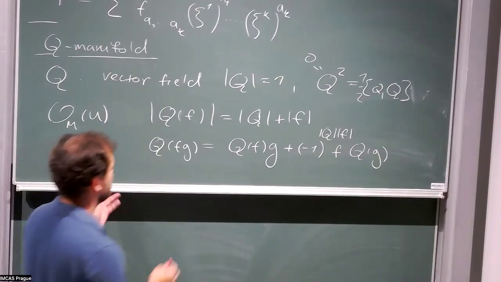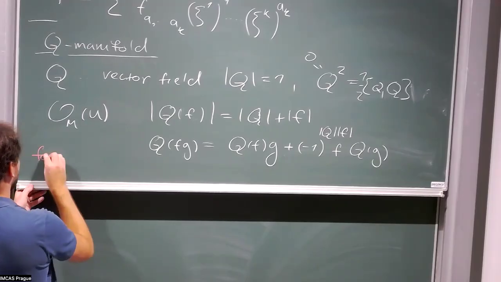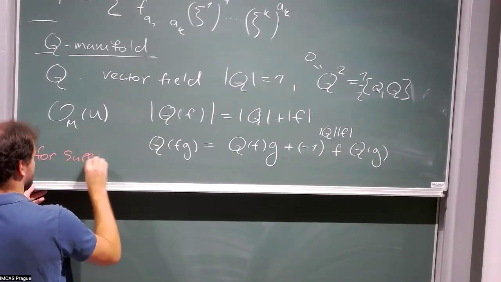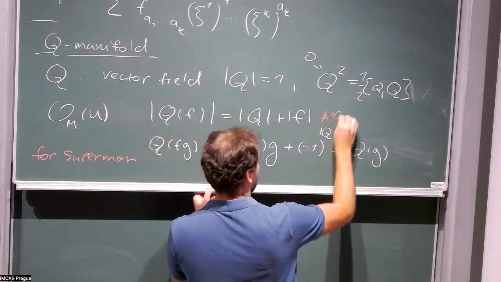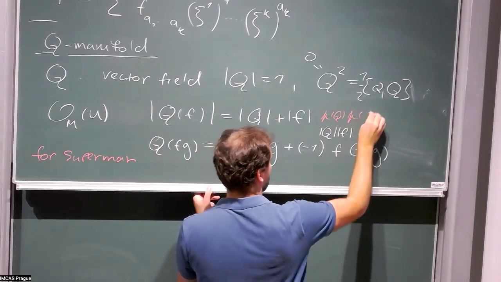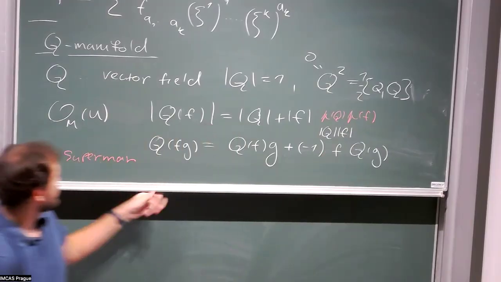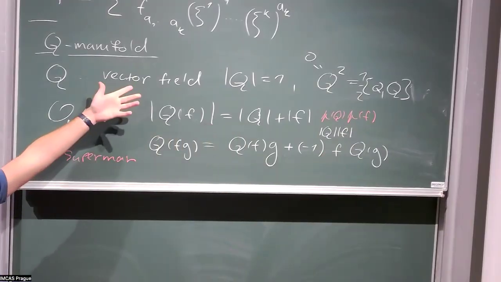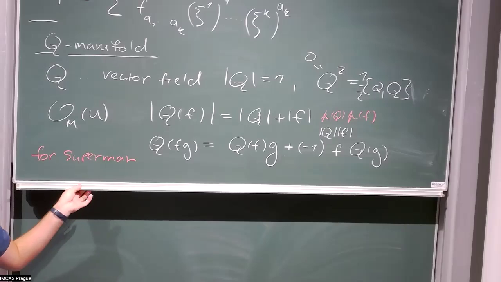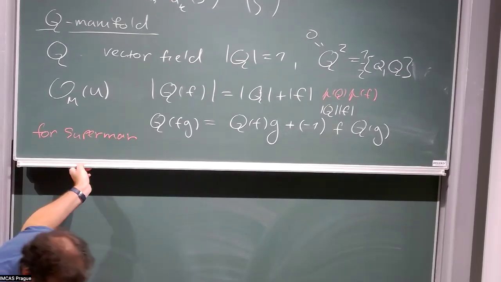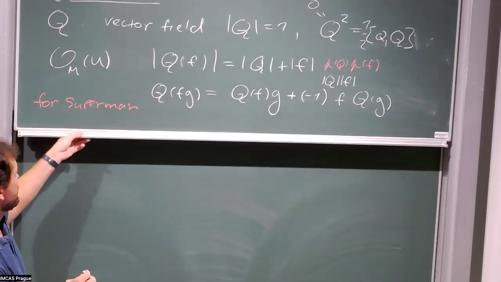Right, and for supermanifolds, just write the parity here. For supermanifolds, you can only have even or odd vector fields, but the definition is the same.